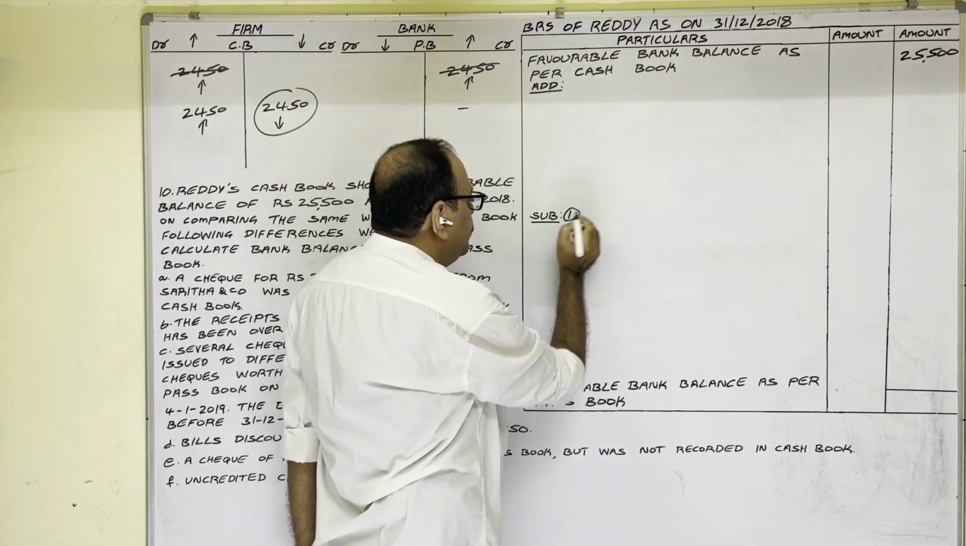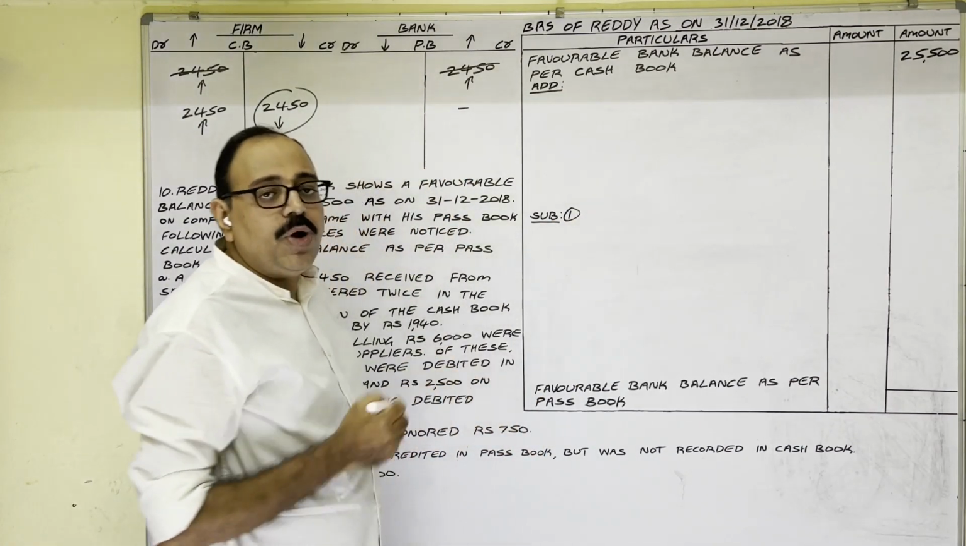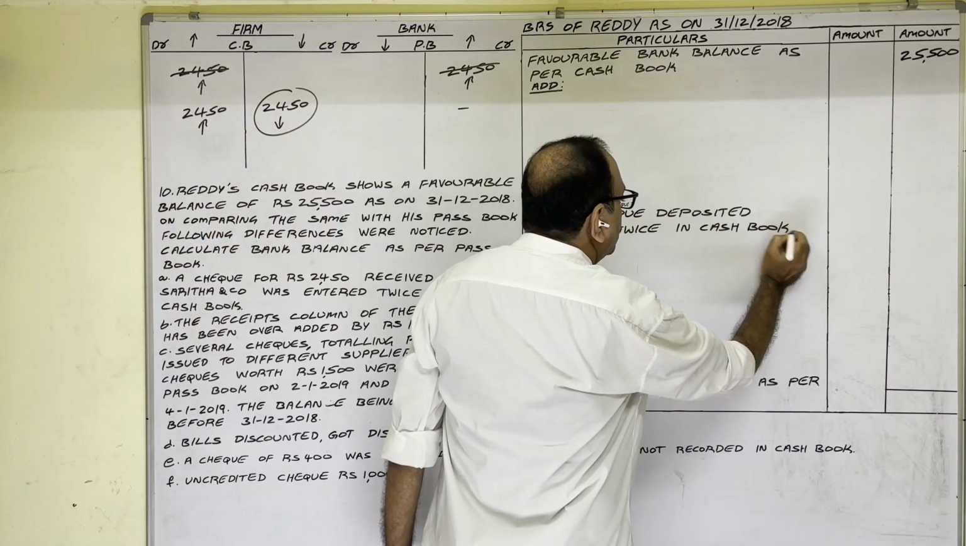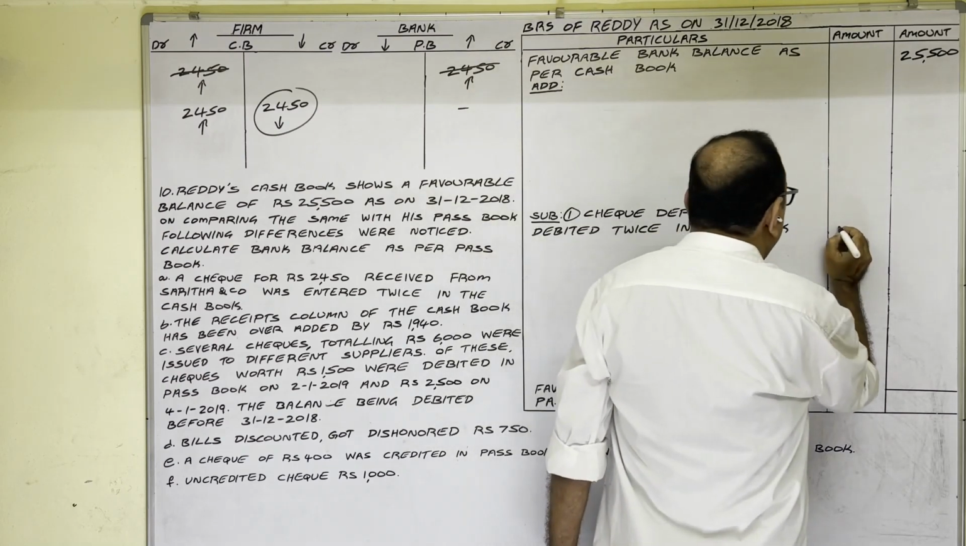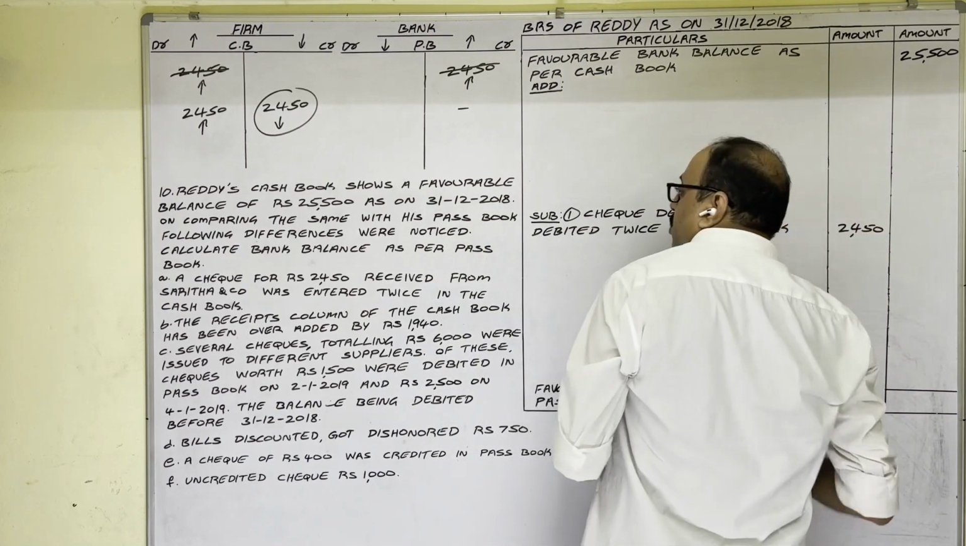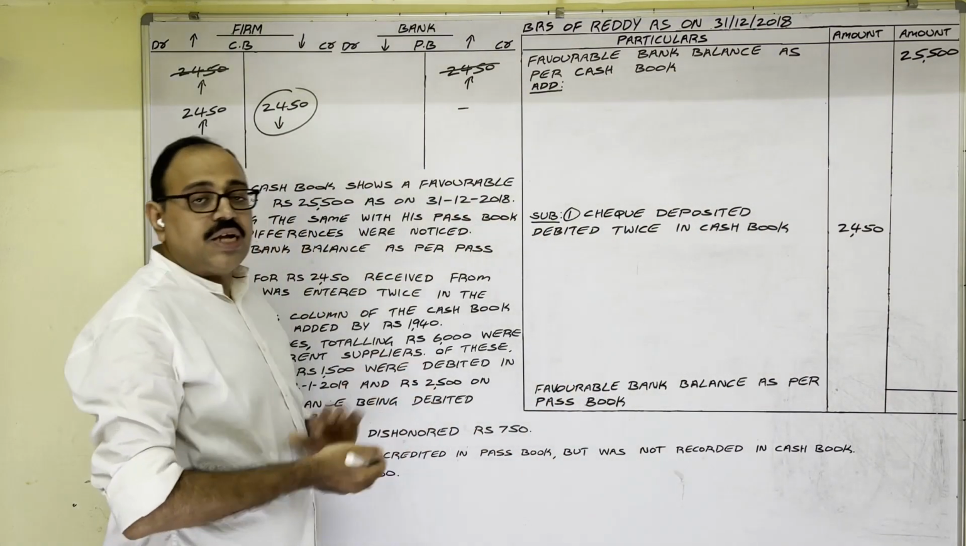First point. Sentence: check deposited, debited twice in cash book. Subtract, so the amount goes in the inner column. Addition means the amount should be in the outer column. 2,450. First point is completed.